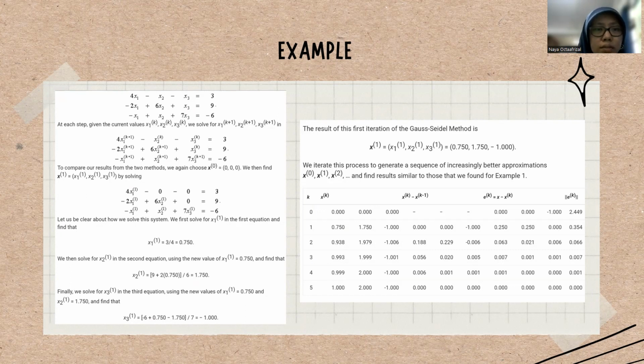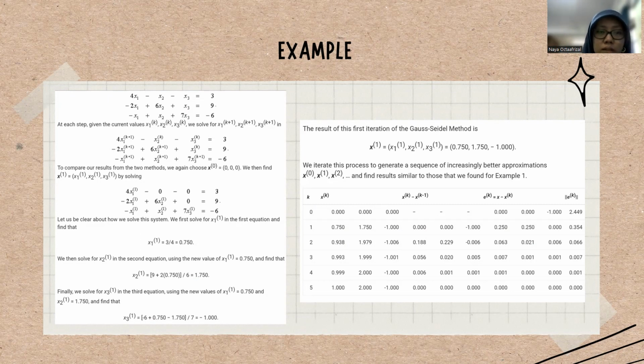To compare our result from the two methods, we can choose x0 equals 0, 0, 0. We find x1 equals (x1,1; x2,1; x3,1) by solving 4x1,1 minus 0 equals 3, minus 2x1,1 plus 6x2,1 plus 0 equals 9, and minus x1,1 plus x2,1 plus 7x3,1 equals minus 6.